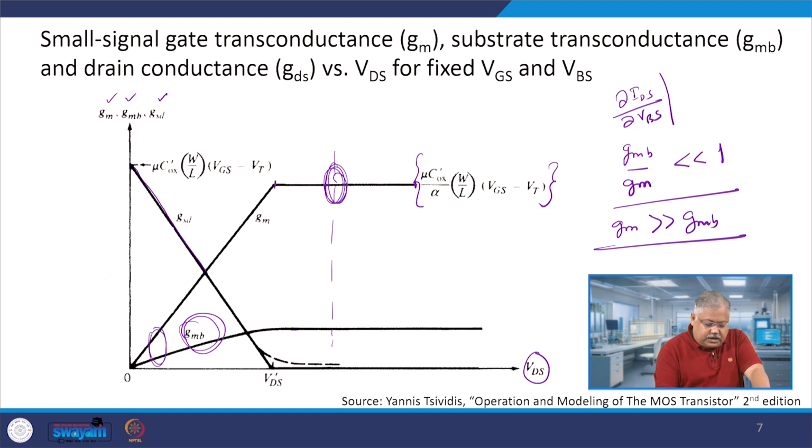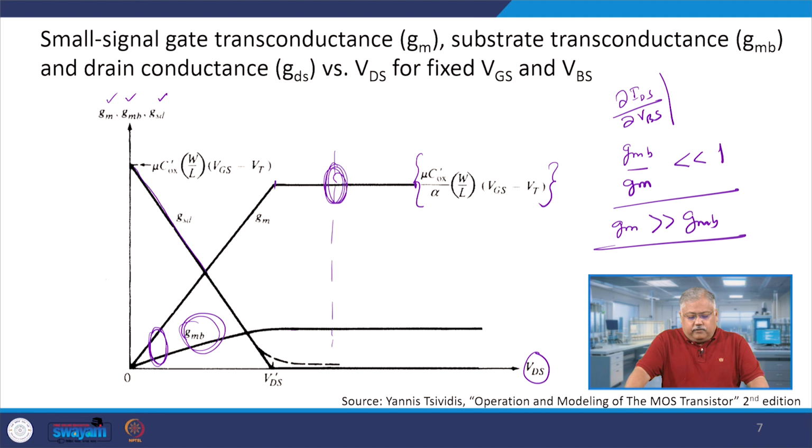At very low values of VDS, GMB and GM come closer to each other. So it is advisable that you keep them very far apart, with GM relatively much larger as compared to GMB. Similarly, if you look at this particular point, the maximum value of GSD will be when VDS equals 0, and it will be given as mu n C ox prime W by L times VGS minus VTH. So it is the first derivative which you will get for GSD.